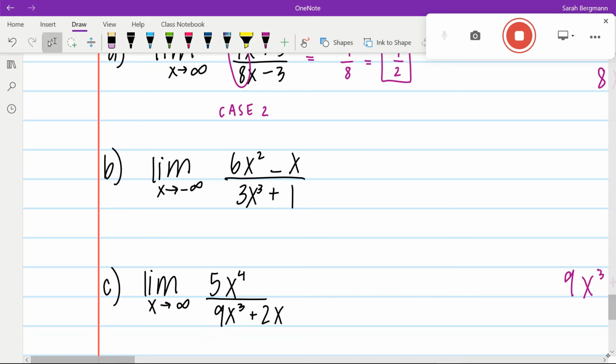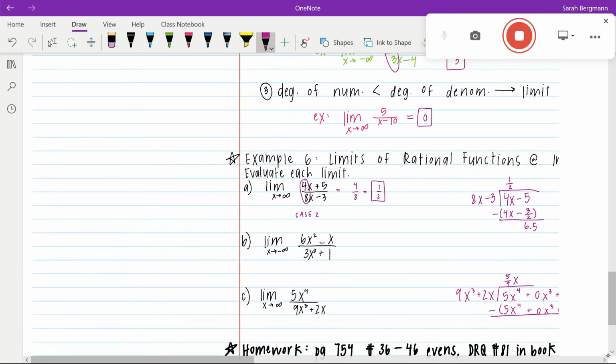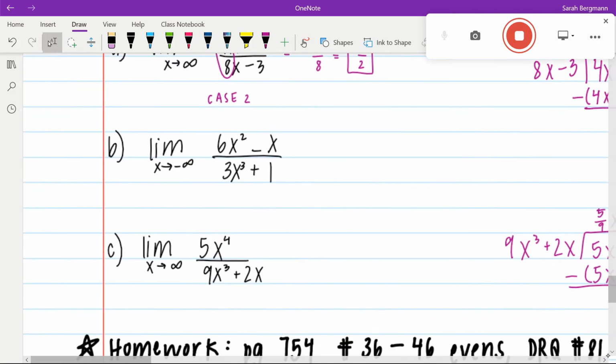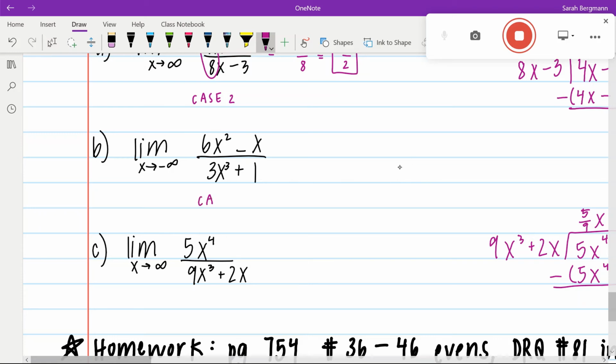Next, for b, we have the limit as x approaches negative infinity, so we're looking at the left end of this function. The degree of the numerator is less than the degree of the denominator. So we're looking at case 3. Remember we said for any of these, no matter if it's the left end or right end, it behaves like a rational. So the function's limit on the left and the right is always equal to 0.